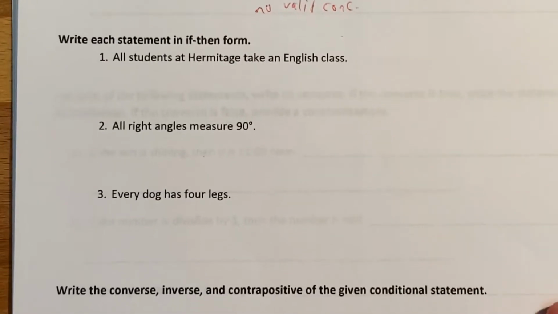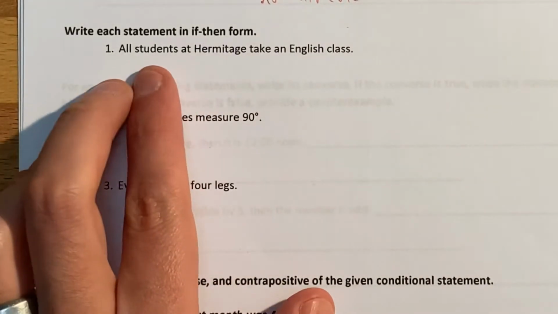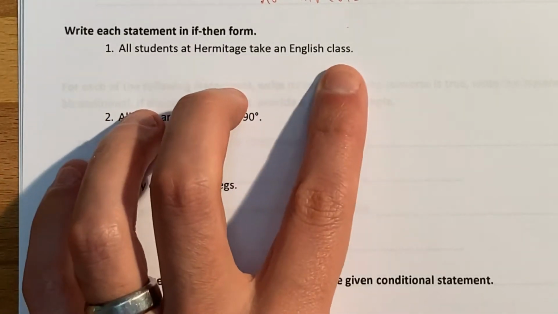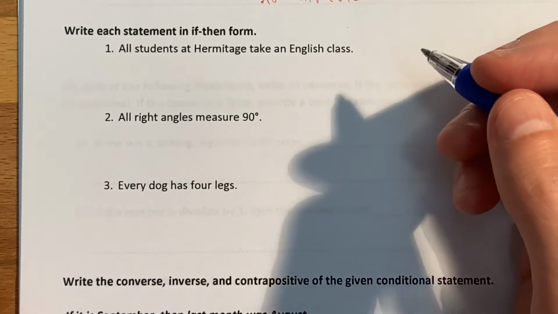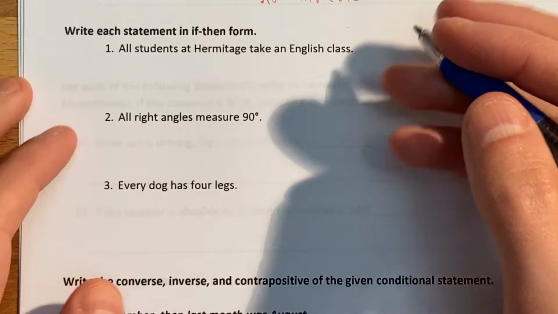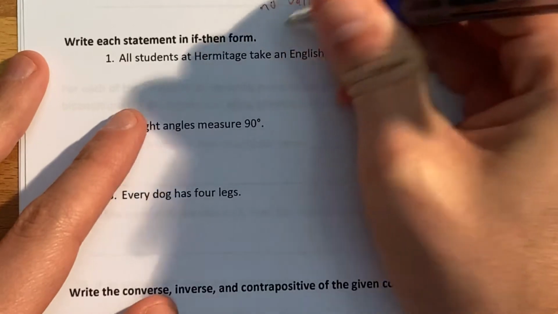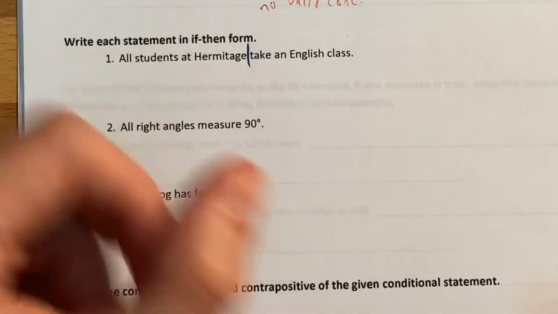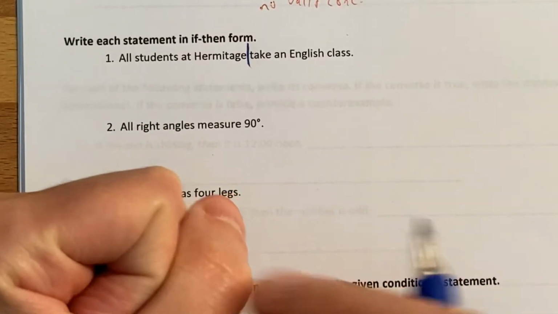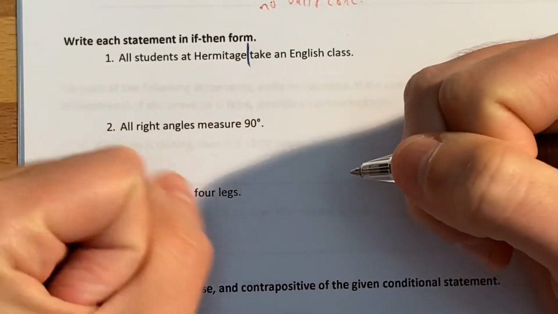As for the actual practice problems, here we go. Write each statement in if-then form. So it says, all students at Hermitage take an English class. Don't know what Hermitage is, but apparently all students there take an English class. So let's find out. All students at Hermitage take an English class. For me, this is kind of like the dividing line of where the thoughts are. You're talking about students, and then what about those students? They're taking an English class.